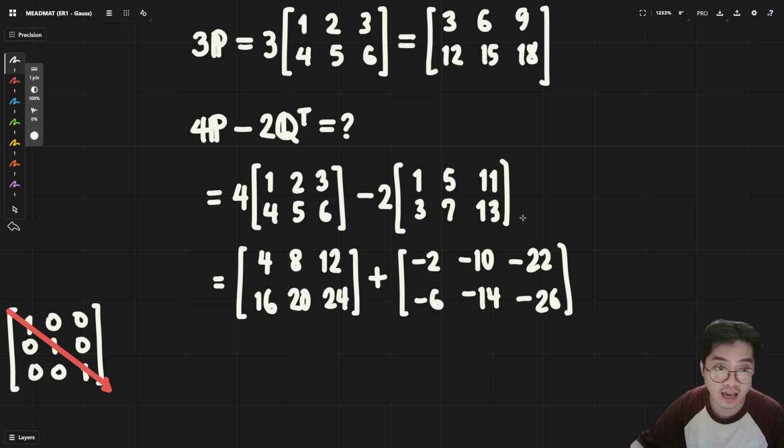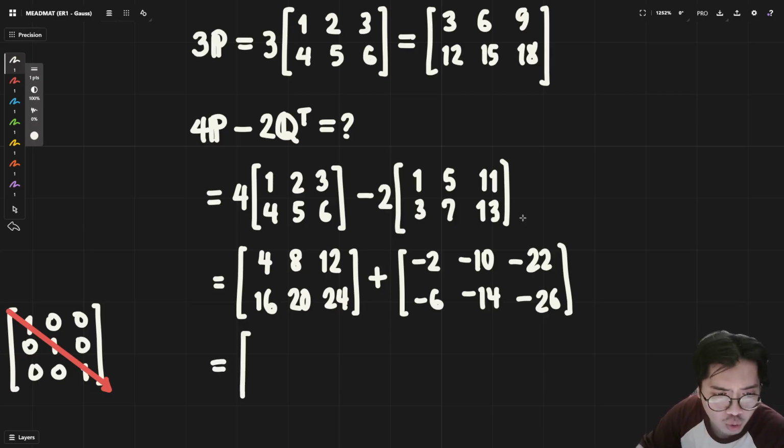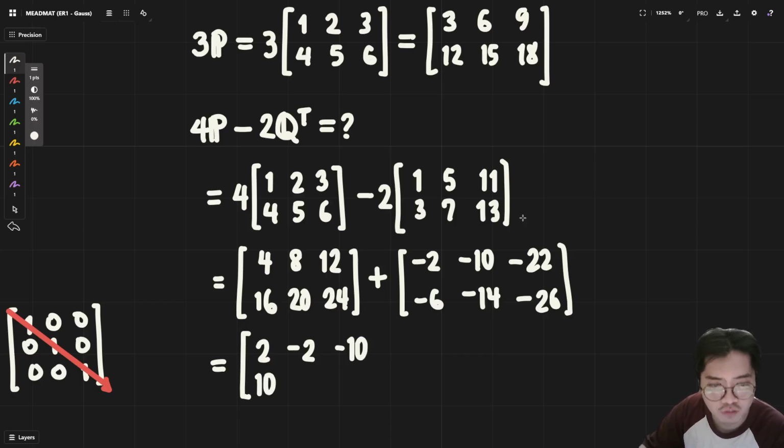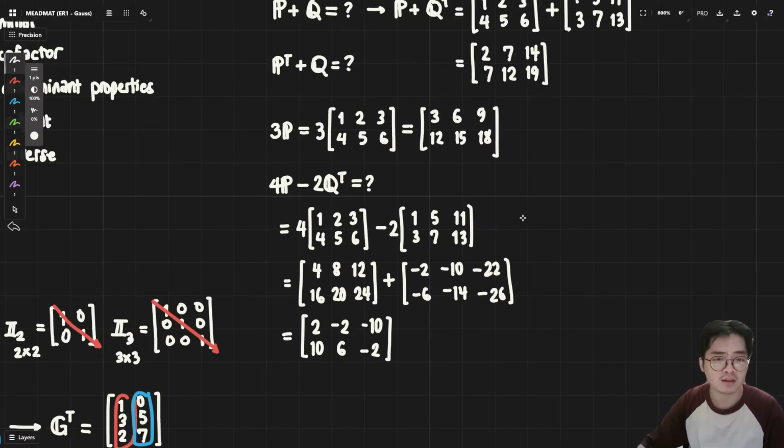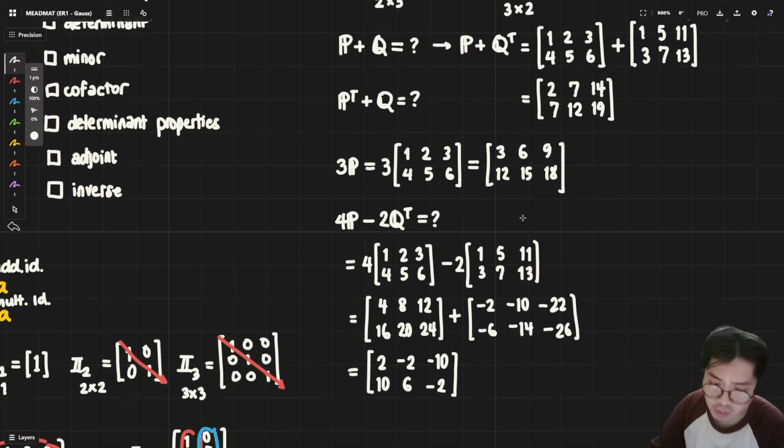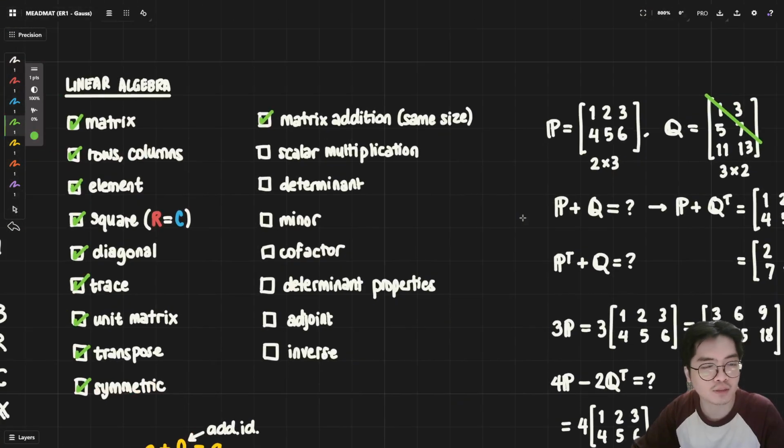And now again, an element-wise kind of operation. 4 minus 2, 2. 8 minus 10, -2. 12 minus 22, -10. 16 minus 6 is 10. 20 minus 14 is 6. 24 minus 26 is -2. That is our value of 4p minus 2 times the transpose of q. Right? So that is how scalar multiplication works.